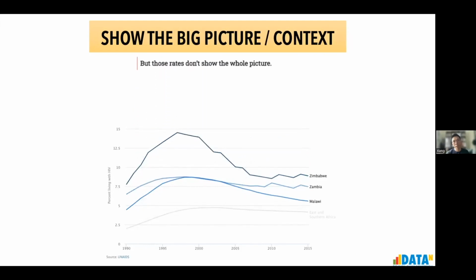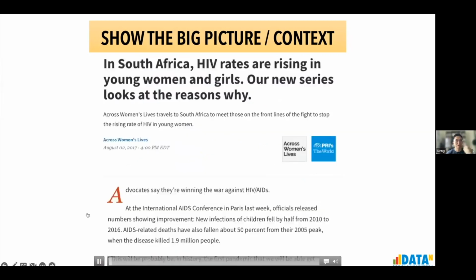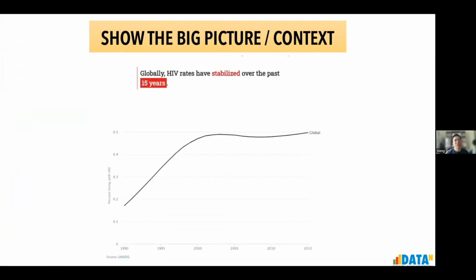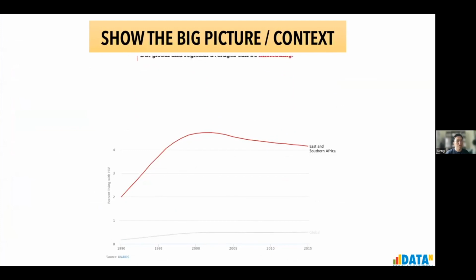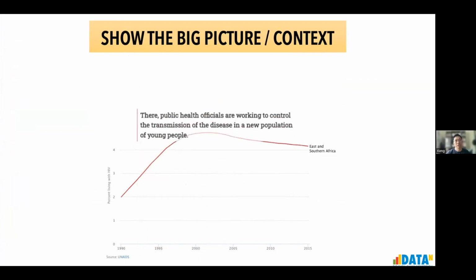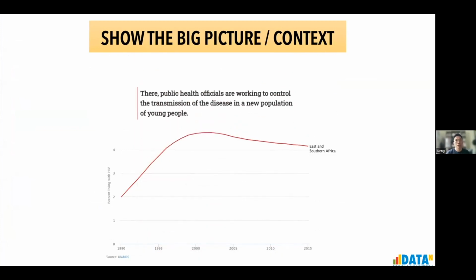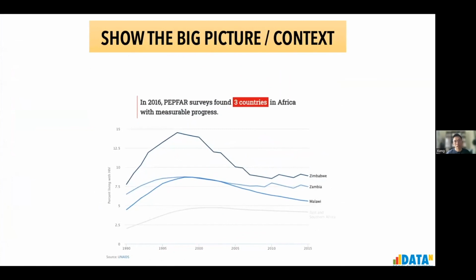Okay, but the rates don't show the whole picture, because if you look at South Africa, the rate is not going down. You can see that it went down a little bit in the early 2000s, but it is coming up again in 2015. So I'll play the video one time so that you can look at how data and visualization are used in this story to set the global scenario and to explain why this story focused on South Africa. This is a way that you can always use data to show the bigger picture or context.